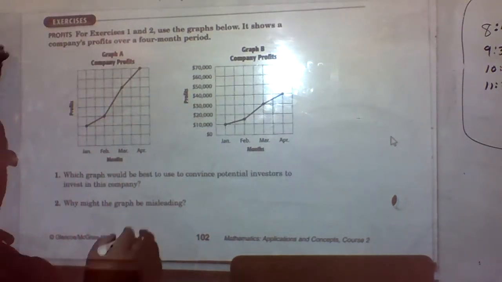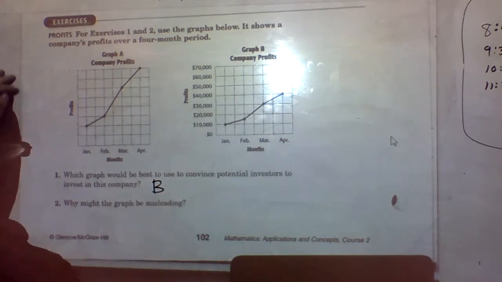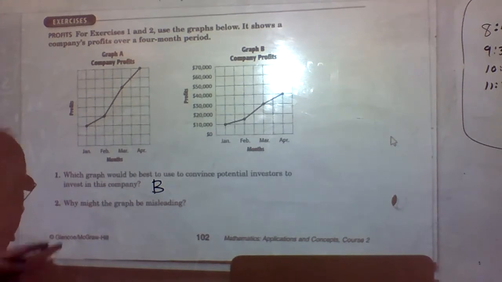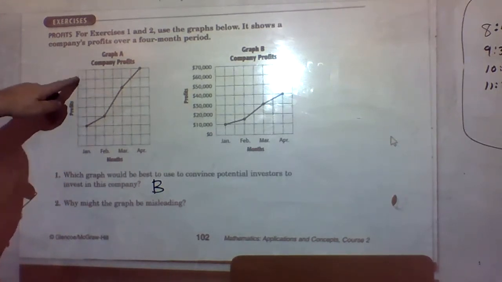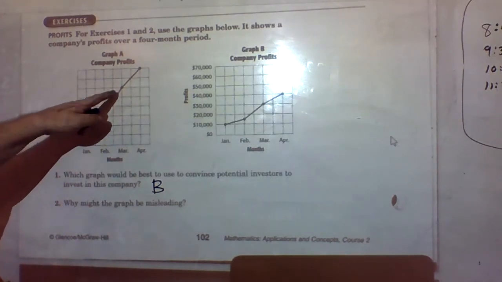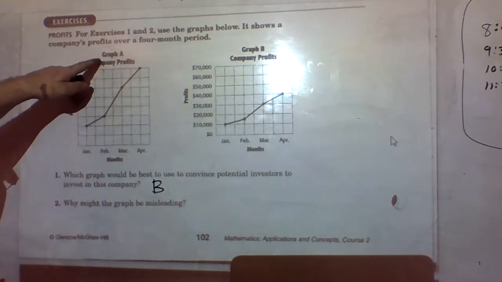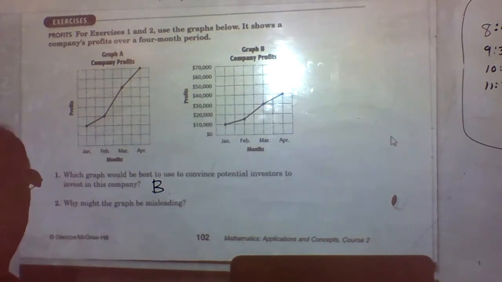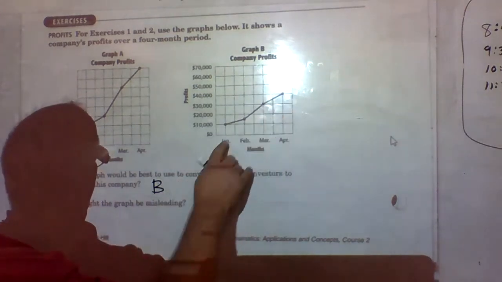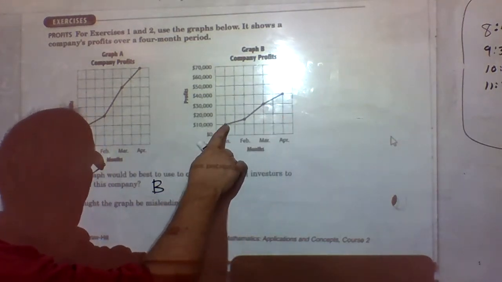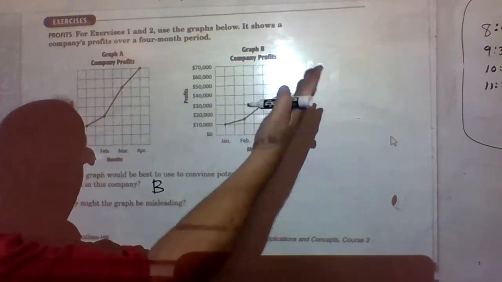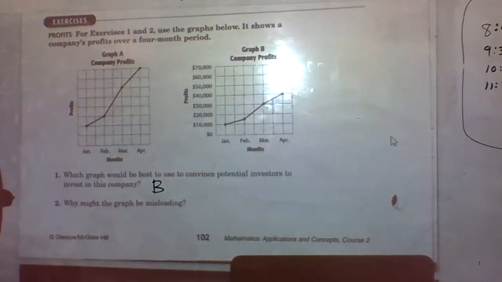Well, I think it would be graph B. Why? Well, this one doesn't have any numbers on the side, so you don't even know what these dots mean. I don't think this is a very good graph because it doesn't tell you anything. There's no numbers here. This graph tells you numbers. Their profits went from $10,000 in January to $40,000 in April. That's telling somebody something.